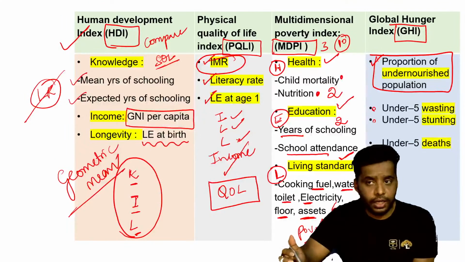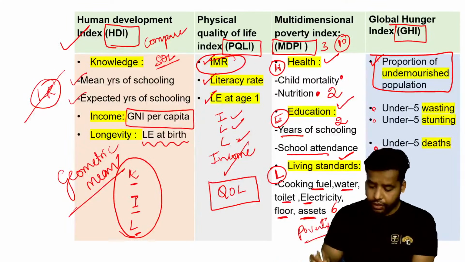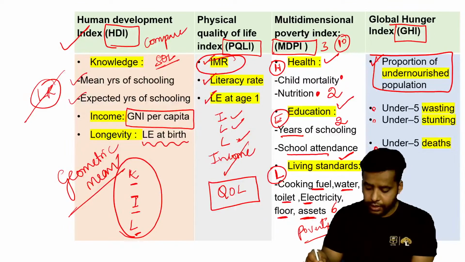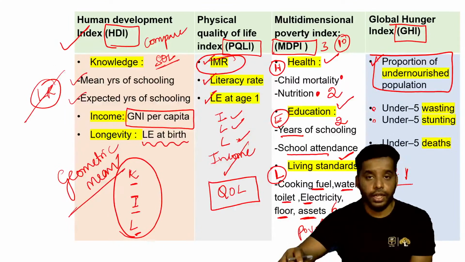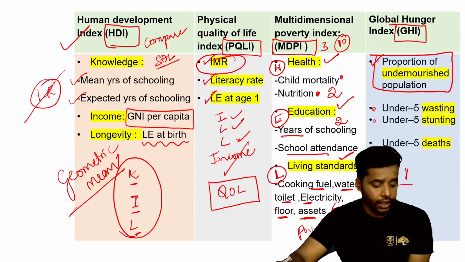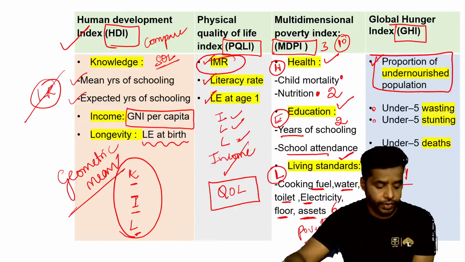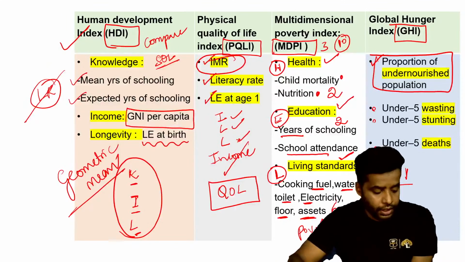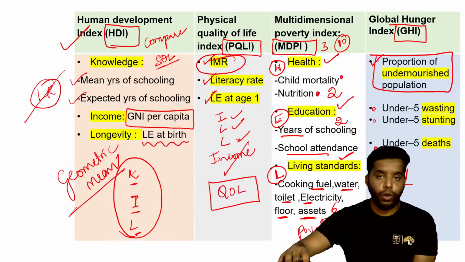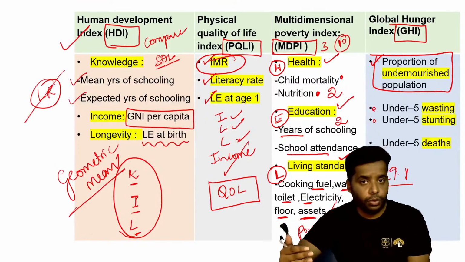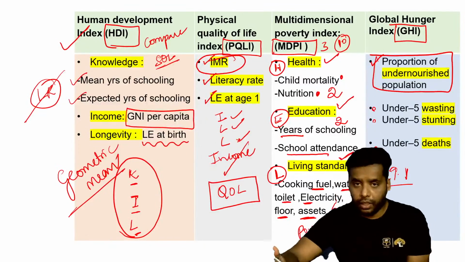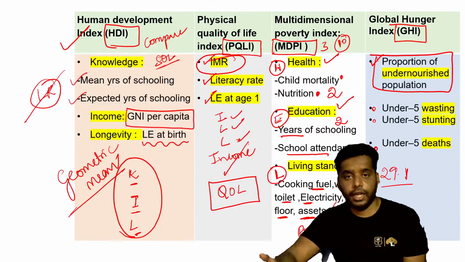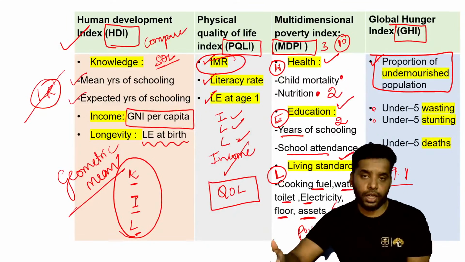And the global hunger index of India is 29.1, indicating severe hunger. If they ask whether it is mild, moderate, or severe, it is under severe hunger. Global hunger index, so important. Tell me 1, 2, 3, 4. Repeat with me: Human development index, physical quality of life index, multi-dimensional poverty index, and global hunger index.